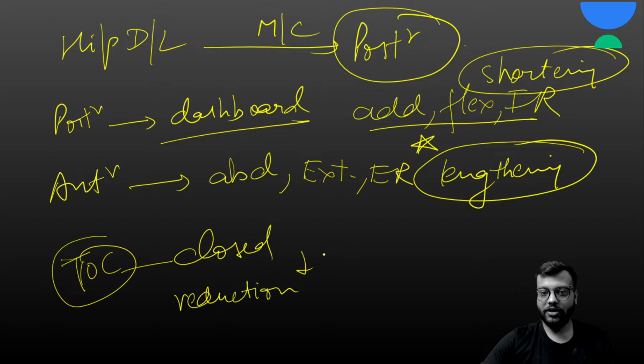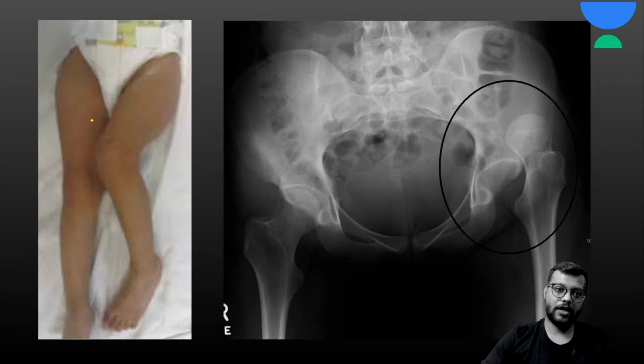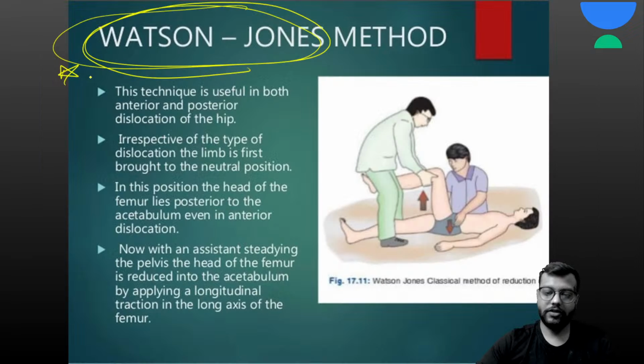Here you can see flexed, adducted and internally rotated posture with head of the femur dislocated posteriorly. So this is your posterior dislocation of the hip joint. And for this, the techniques that are used for the closed reduction, you should remember their names. And these are Bigelow's maneuver and Watson-Jones maneuver. Okay, just remember the names of these two.